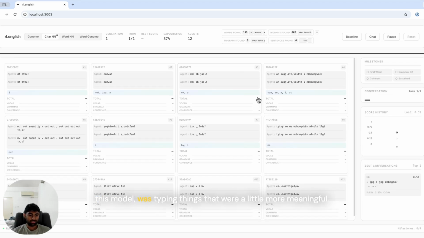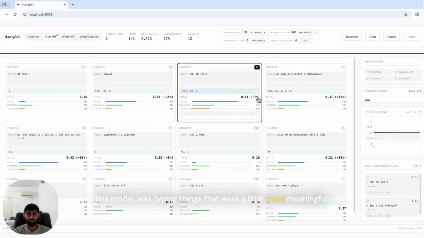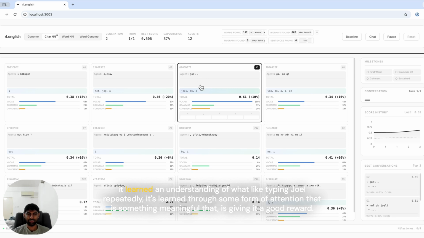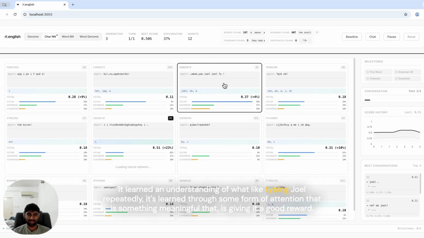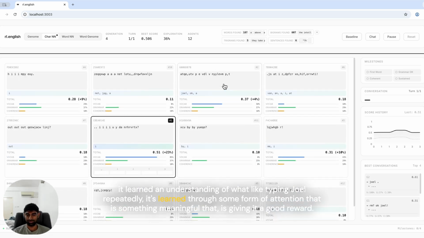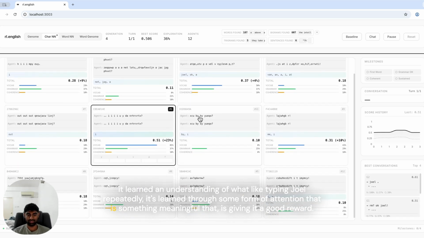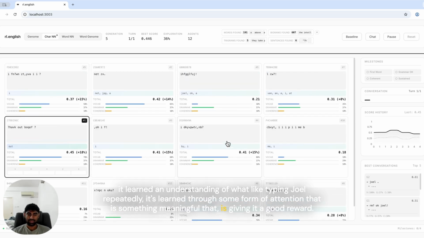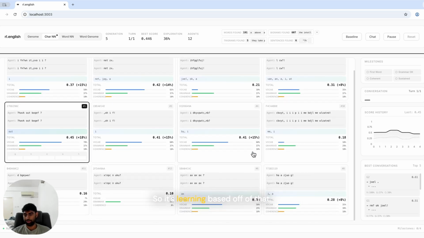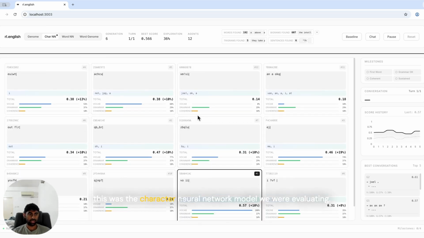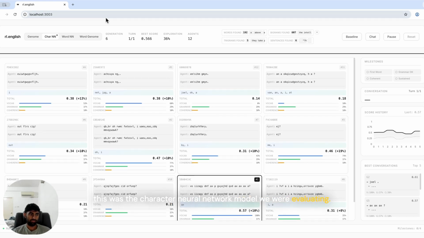This model was typing things that were a little more meaningful. Like typing Joel repeatedly, it learned through some form of attention that this is something meaningful that is giving it a good reward. So it's learning based off of that. But this was the character neural network model we were evaluating.